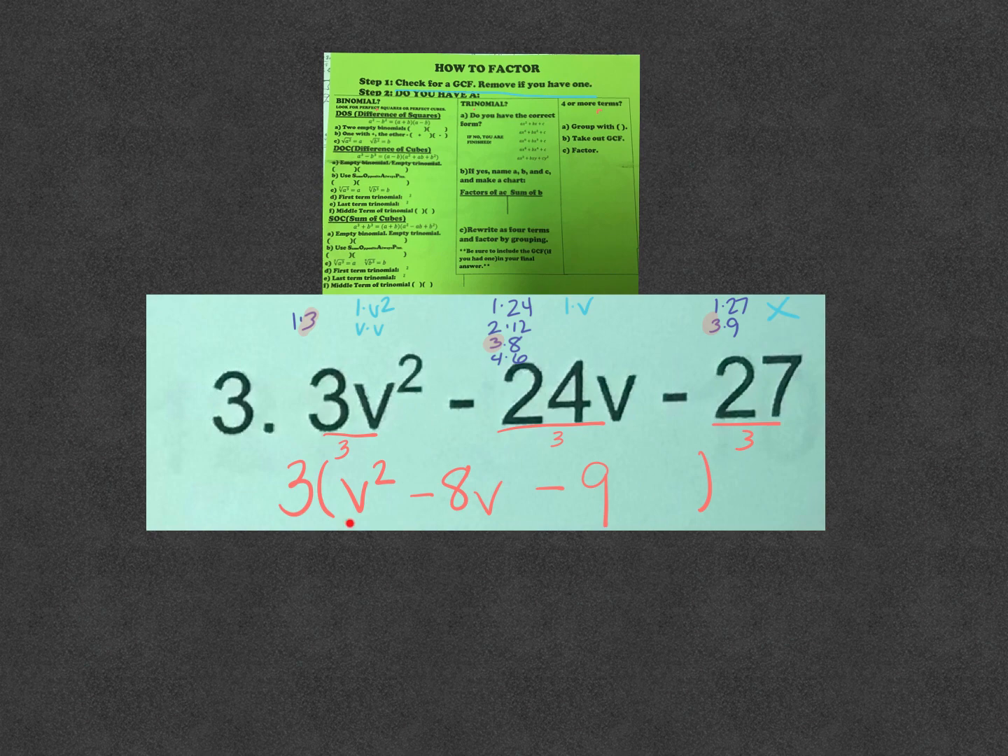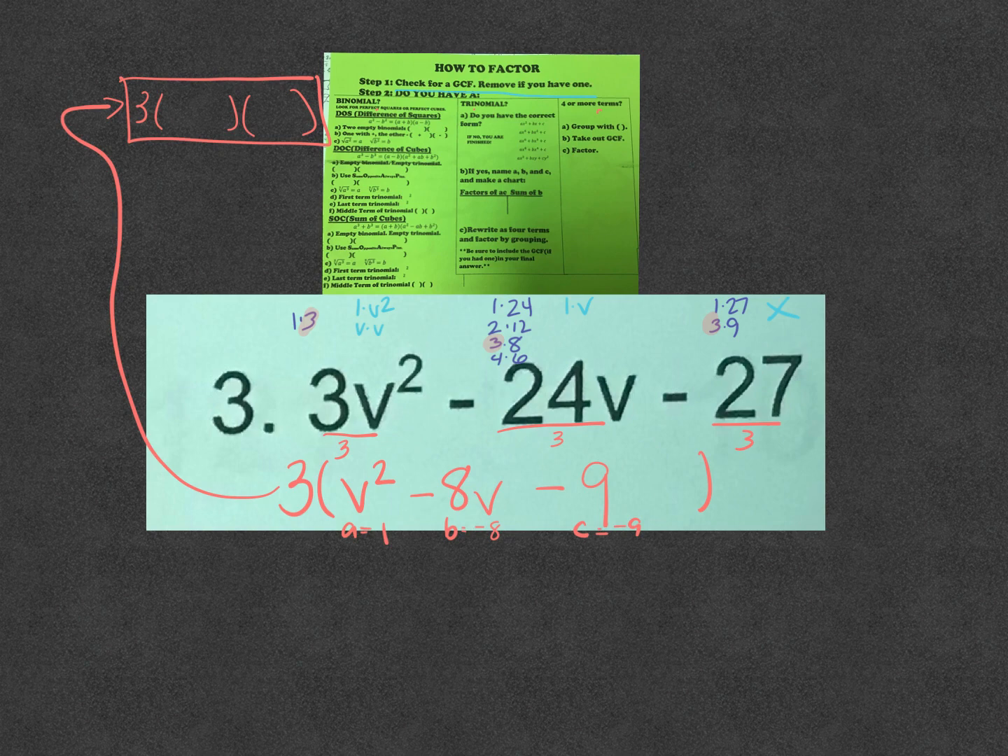Is this trinomial in the correct form? Is the middle exponent half of the degree, or the largest exponent? Yes, it is. So then next it says name A, B, and C. A is 1. B is negative 8. C is negative 9. And like I said, I think I'll draw it up here. I'm going to put 3, and I'm going to put 2 empty binomials. And here's where my final answer is going to go. I'm sure I'll run out of space down there at the bottom of my screen.